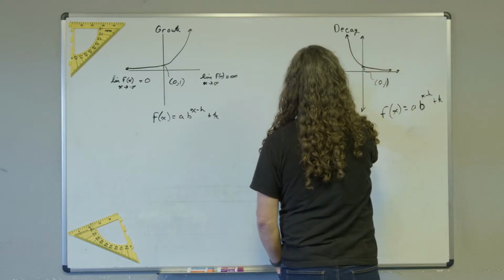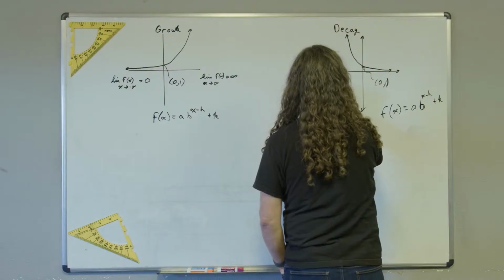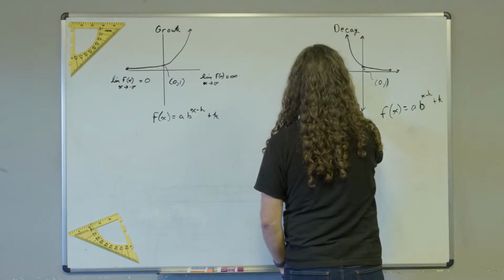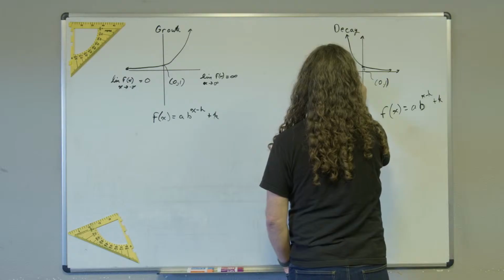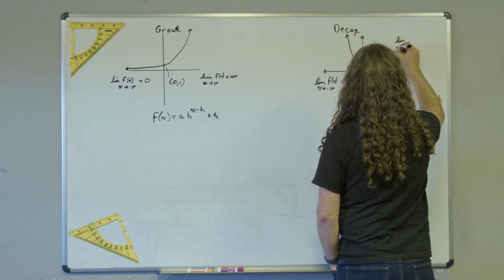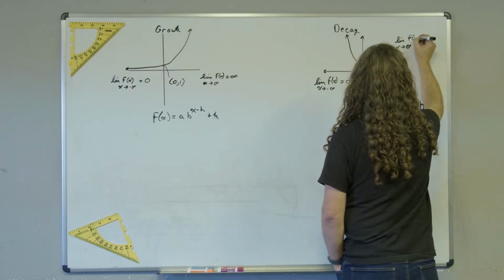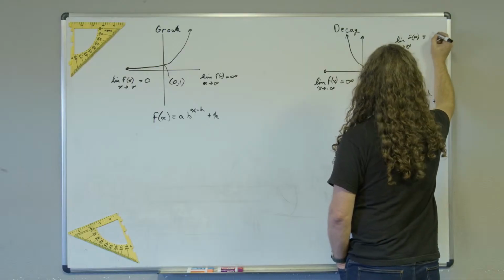The limit as x approaches negative infinity of f of x is infinity. And the limit as x approaches positive infinity of f of x is 0.